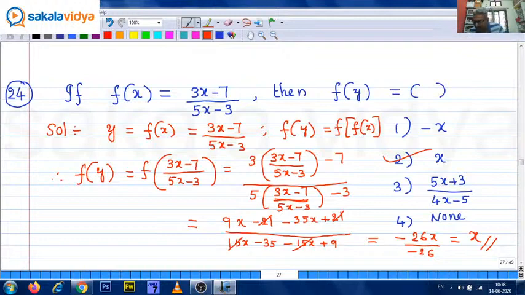Not this one, not yours. Others chatted. I don't know who is Mr. Teja. Today he entered.